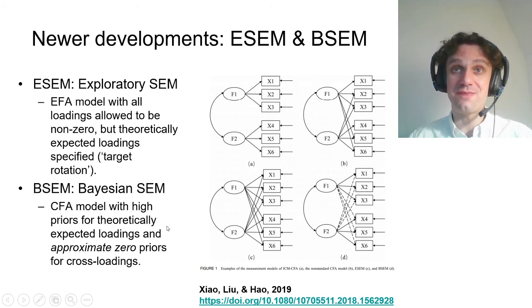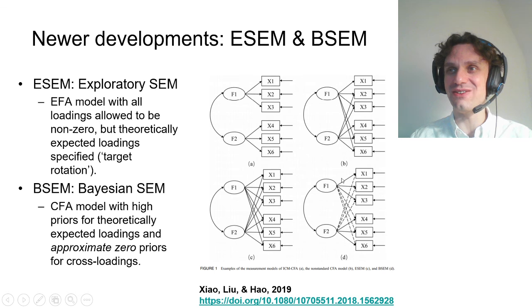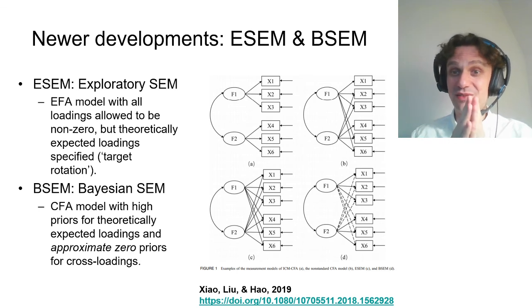Another very new and very promising approach is called Bayesian structural equation modeling. And here you can see it in subpart D of this diagram. Essentially, it's pretty much the same. All variables are connected to all the factors, but for the theoretically expected loadings, you set the expected size of this loading, a prior in Bayesian terms. You say, okay, I expect this loading to be around 0.7 with some standard deviation around it.